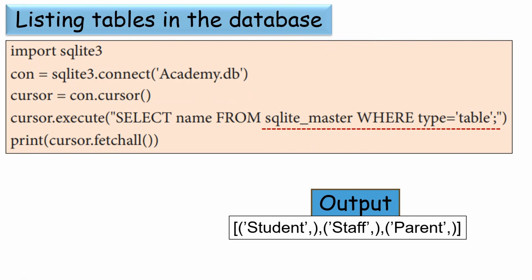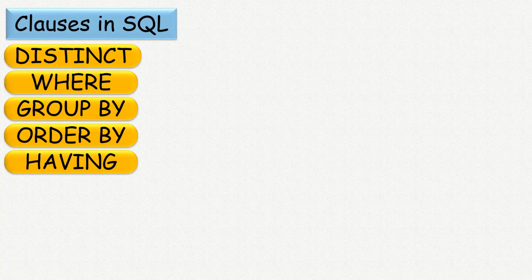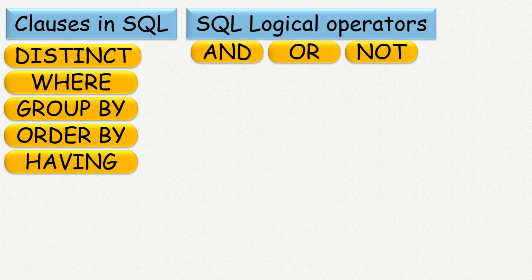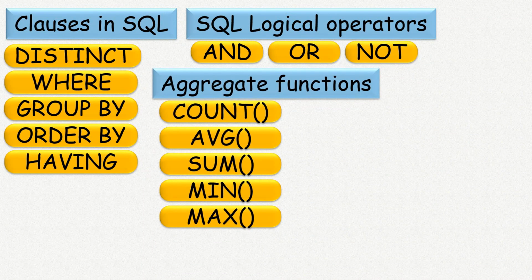With this, I come to an end of this session. In this session, you learned the clauses in SQL: distinct, where, group by, order by, having. And then there are 3 logical operators in SQL: and, or, and not. Some of the frequently used aggregate functions are count, average, sum, min, max.